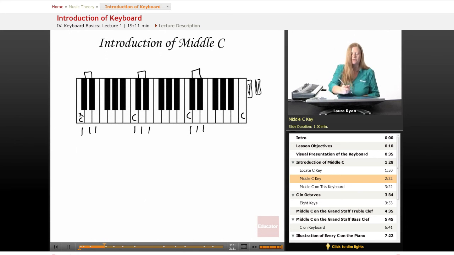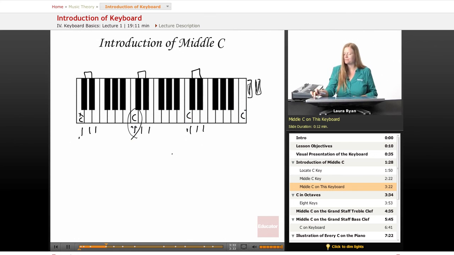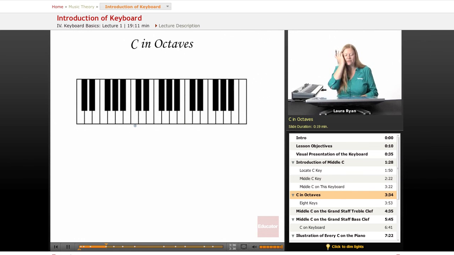If we were going to find middle C on this keyboard, the middle C would be this one, because this one's a little bit high, this one's a little bit low, this one is really high, so this would be our middle C. So I pointed out all the other C's on the first keyboard. Let's find them again. C in octaves.